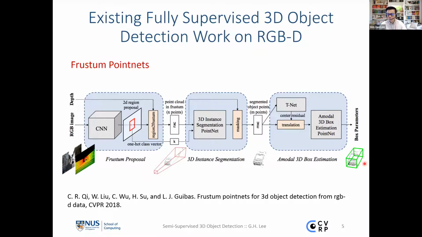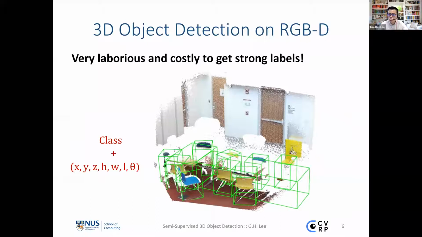Despite its effectiveness, the Frustum PointNet is a fully supervised method that requires large amounts of ground truth labels for 2D and 3D bounding boxes for training. However, it is very laborious and costly to get the strong labels of 3D bounding boxes on point clouds for full supervision. This is due to the amodality and incompleteness of 3D scenes represented by 3D point clouds.